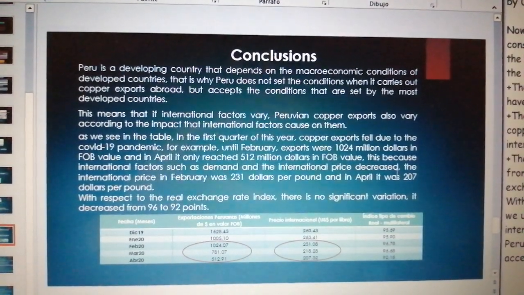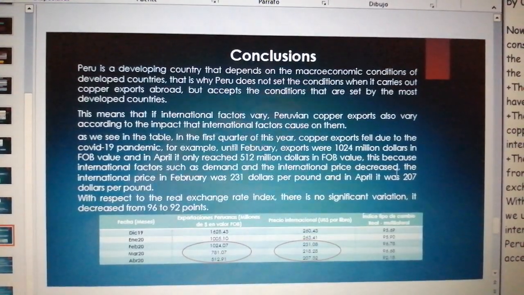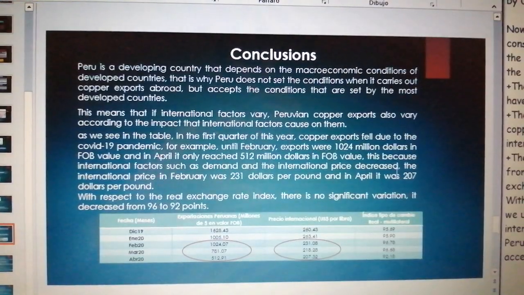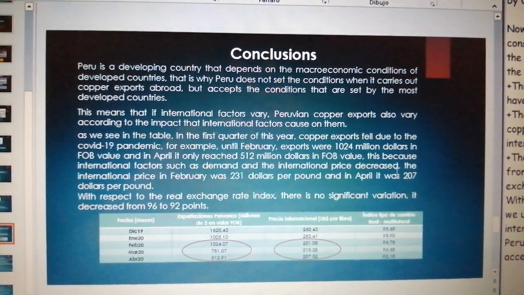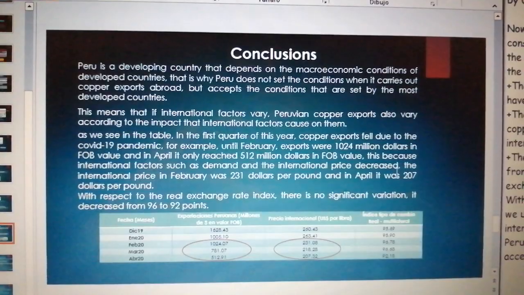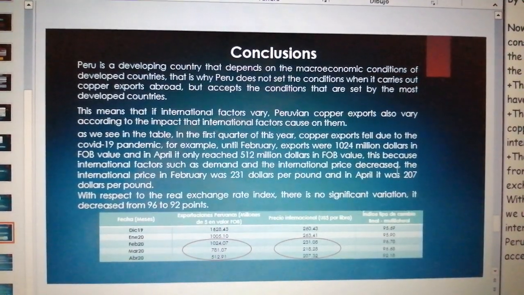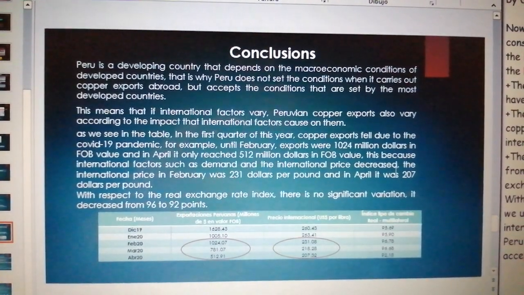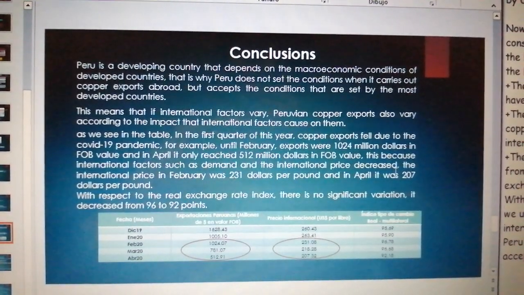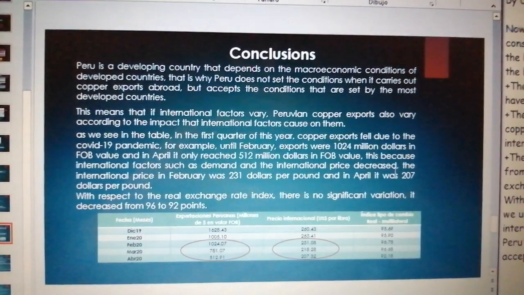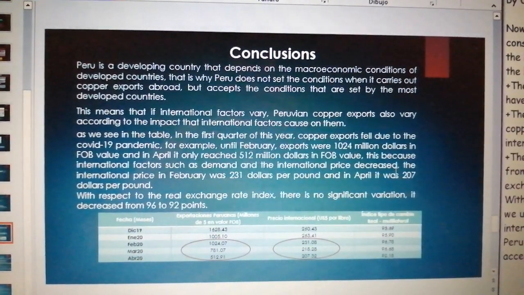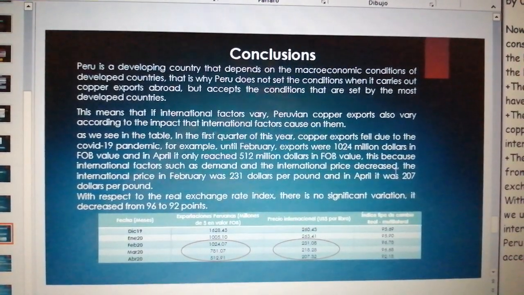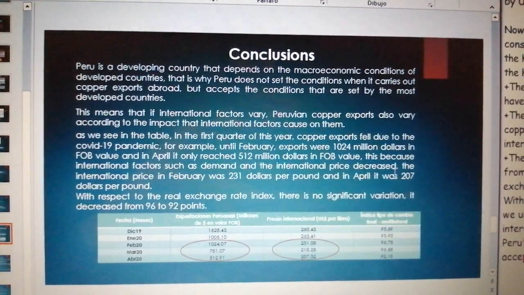Finally, the conclusions. Peru is a developing country that depends on the macroeconomic condition of developed countries. That is why Peru doesn't set conditions when it carries out copper exports abroad, but accepts the conditions that are set by the most developed countries. This means that if international factors vary, Peruvian copper exports also vary according to the impact that international factors have on them.